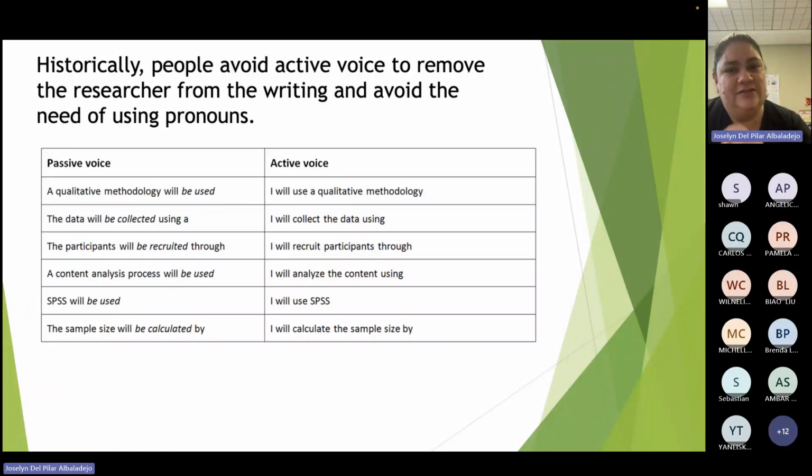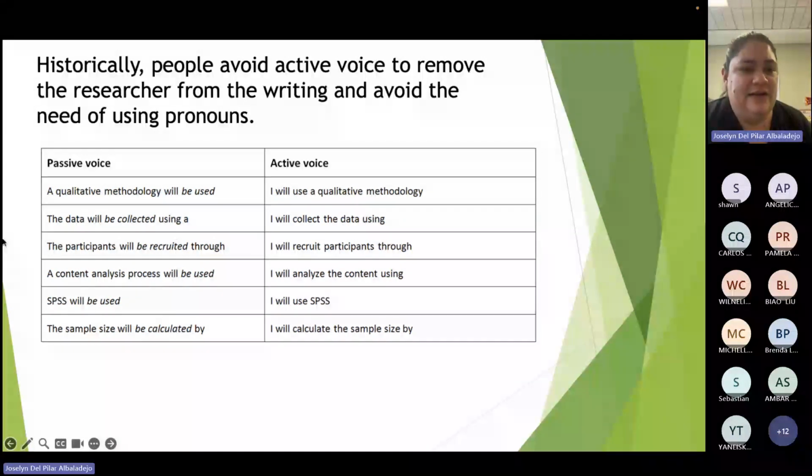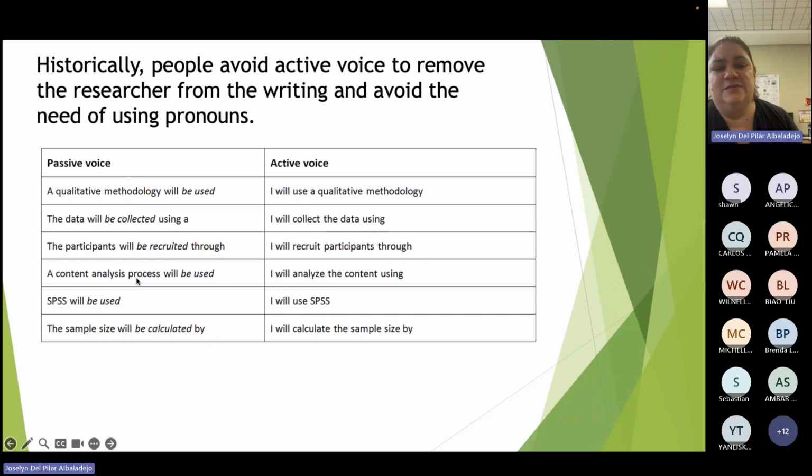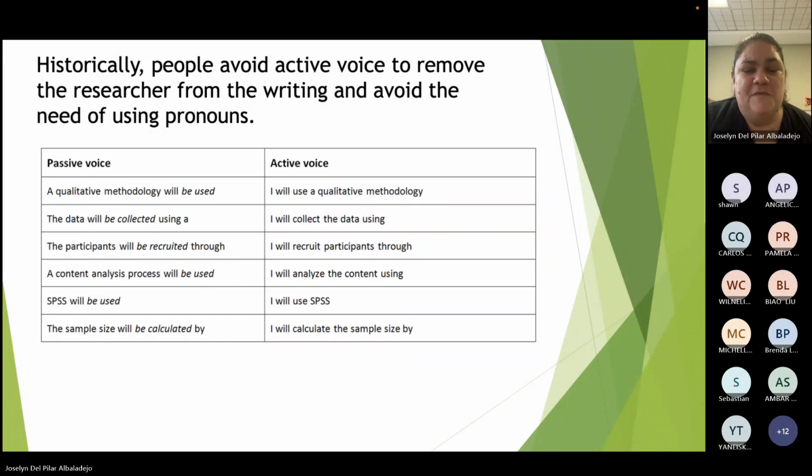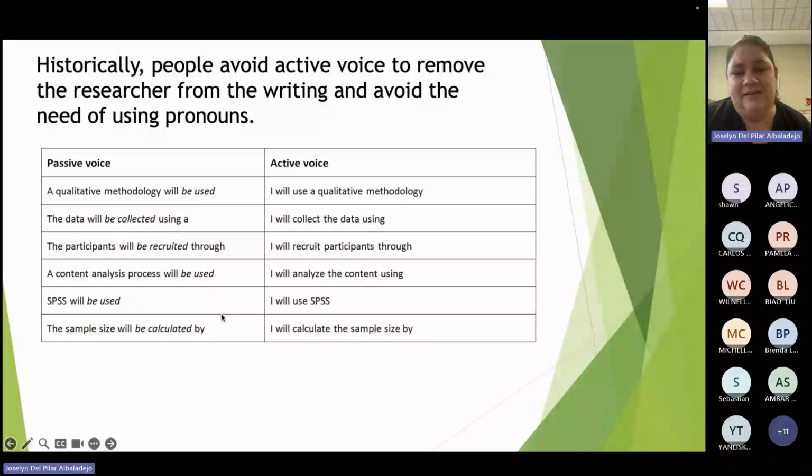So you try to remove yourself from your writing. And most of the scientific writing that you see is mostly in passive voice. Things like a qualitative method will be used, a content analysis process will be used, that type of thing. You want to remove yourself from that research. If not, if you want to put the emphasis on the researcher, that's where you will put something like this, active voice.